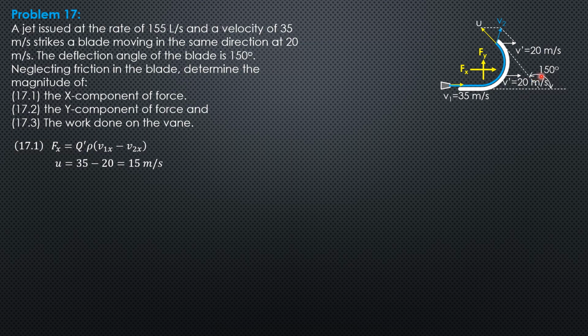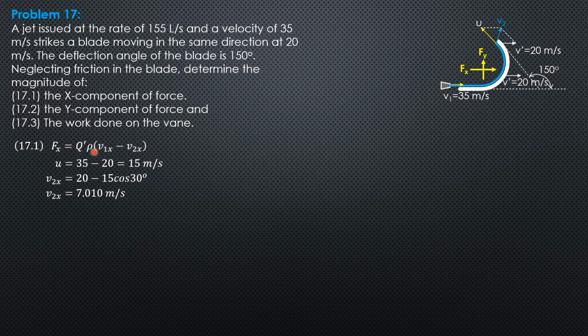So if the deflection angle is 150 degrees, the angle that U makes with horizontal is 30 degrees. Same is true with this angle here, 180 minus 150. So V2x therefore is 20, then because U is going left, minus 15 cosine of 30. So V2x is positive 7.01 meters per second.